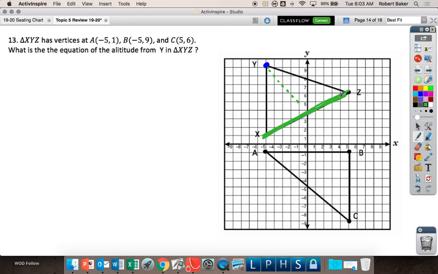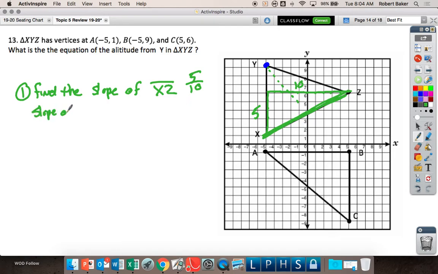So we need to, one, find the slope of xz. So I'm going to cheat. I'm going to count the slope from x to z. 1, 2, 3, 4, 5. 1, 2, 3, 4, 5, 6, 7, 8, 9, 10. The slope from x to z is up 5 over 10, also known as the slope of xz is 1/2.